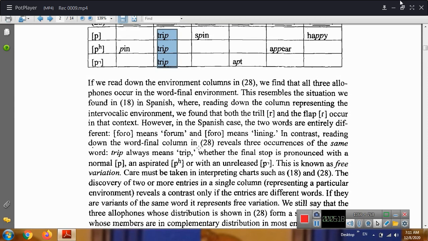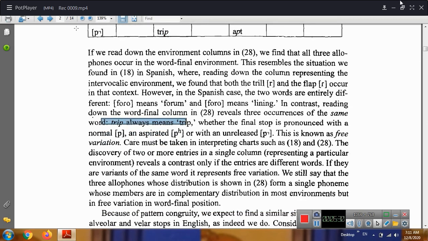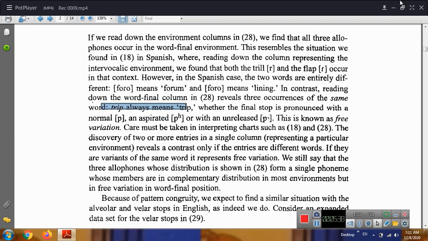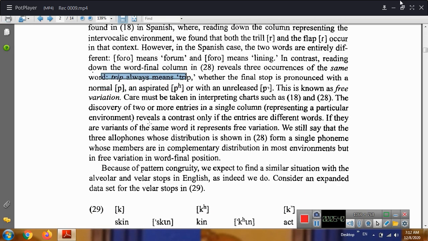In contrast, reading down the word final column in 28 reveals three occurrences of the same word, which is trip. It always means trip. Pay attention to this point, it is very important. Whether the final stop is pronounced with a normal P, aspirated P, or unreleased P, this is known as free variation.